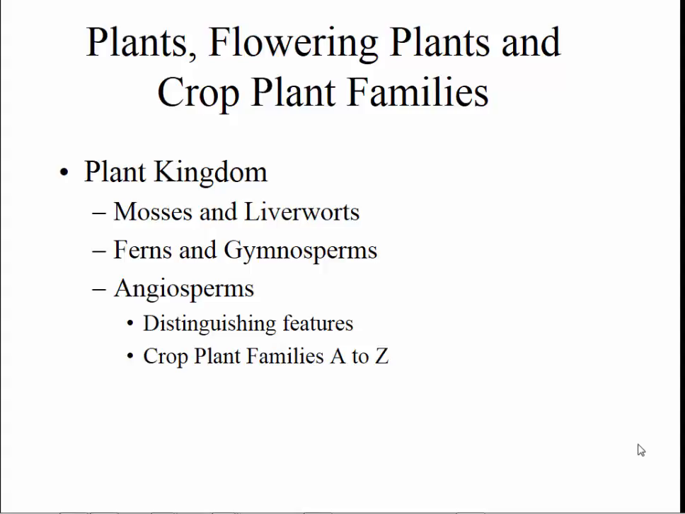Good afternoon. This lecture is about plants, flowering plants, and crop plant families. The plant kingdom is made up of a variety of different major groups, including mosses and liverworts and lycopods, as well as ferns and gymnosperms, but are dominated now on Earth by angiosperms. We'll talk about the distinguishing features of angiosperms and then talk briefly about some of the major crop plant families.